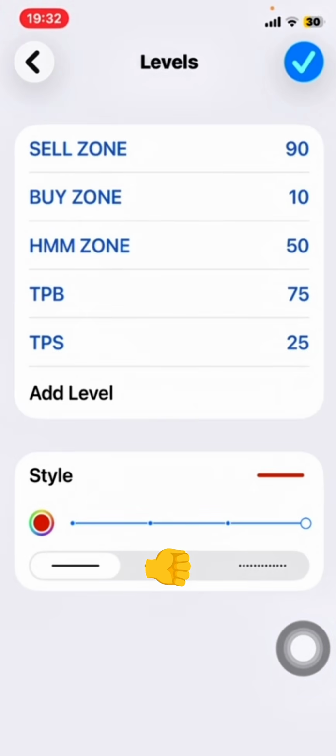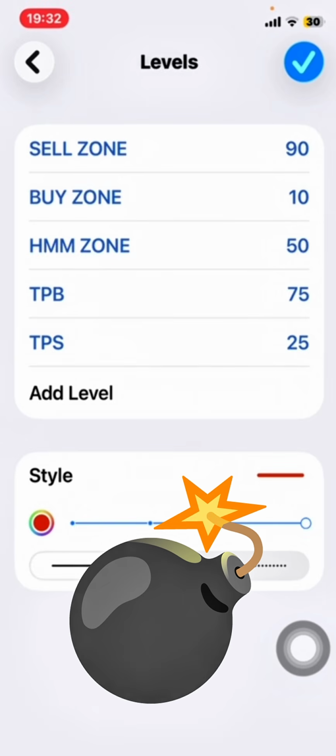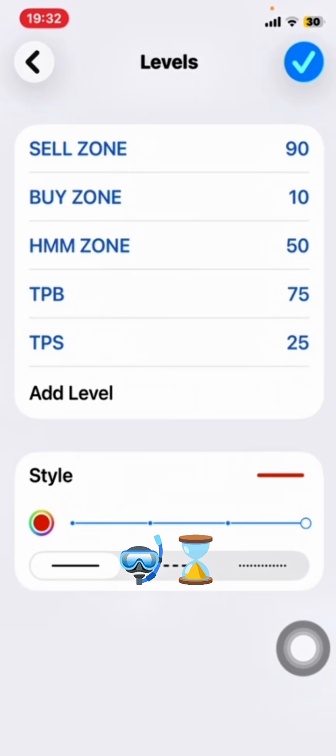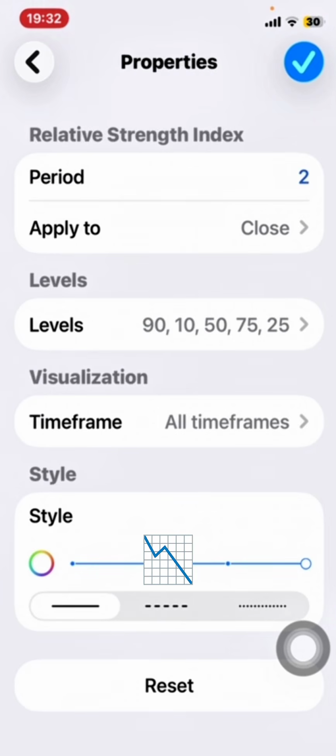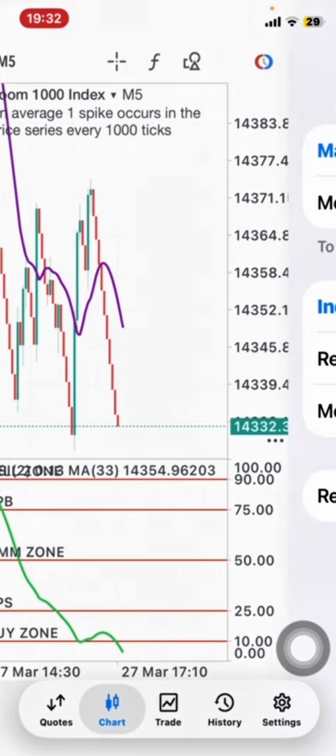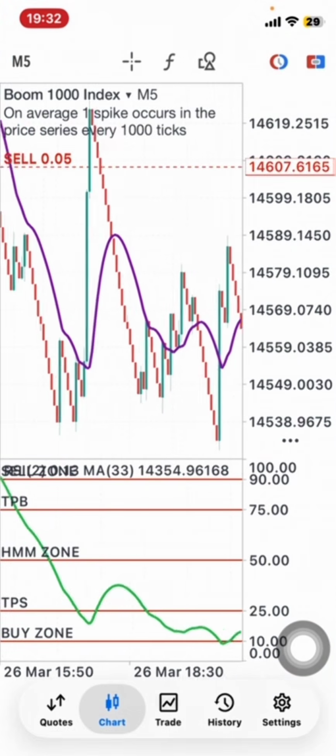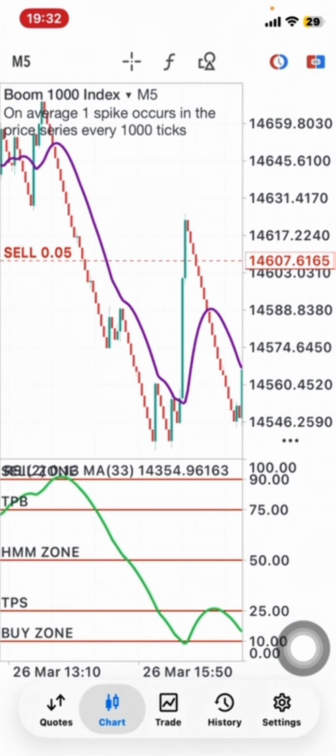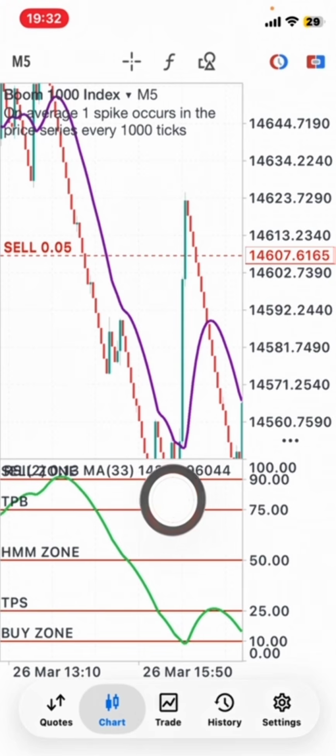So that is that about this awesome Boom and Crash 5-minute scalping strategy. So let's dive in now. So for the relative strength index, we have it. If you put those levels, this is what you are going to get. This red line is 1, 2, look at it, 1, 2, 3, 4, 5. So you have these 5 lines.